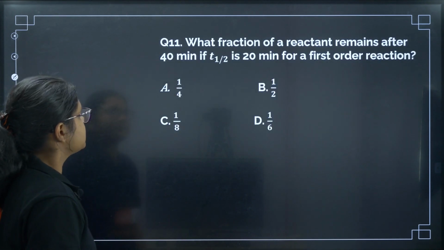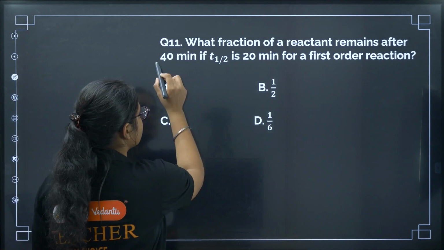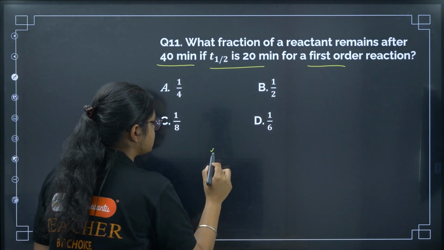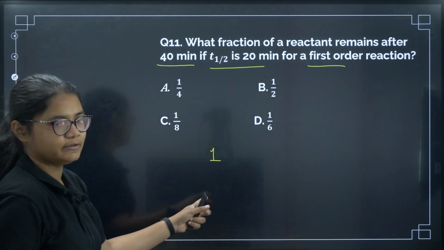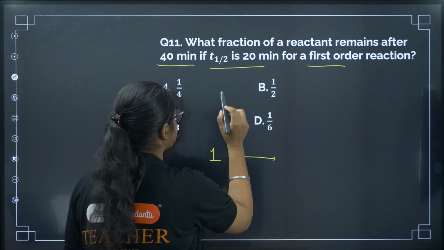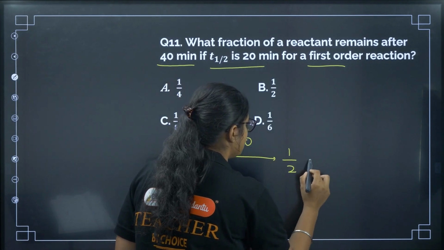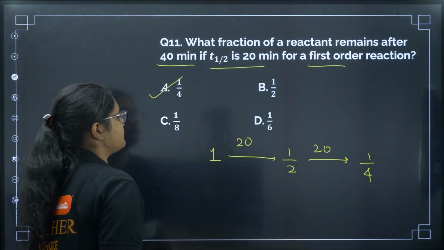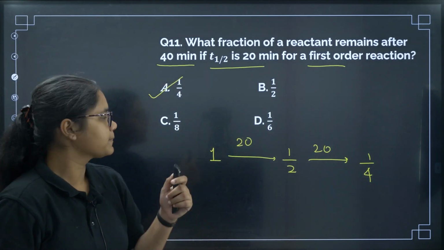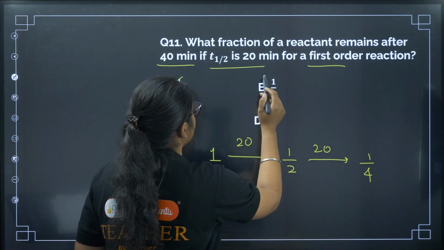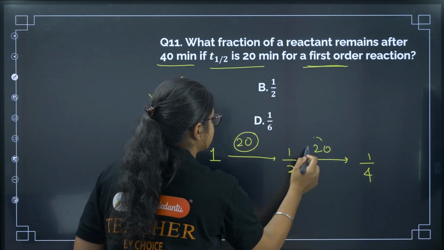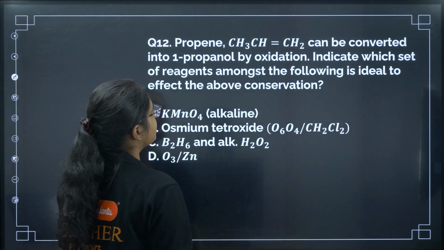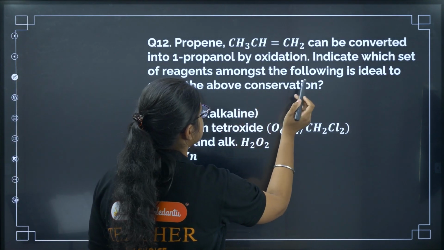Okay. Next question: what fraction of a reactant remains after 40 minutes if t-half is 20 minutes for a first order reaction? Let us start with the fraction 1. If the initial value is 1, then after the first half-life, that is 20 minutes, it will become 1 by 2, and then after another half-life, that is 20 minutes, it will become 1 by 4. So how much will be remaining? 1 by 4. Correct answer is option number A. Since it is already given that it is a first order reaction, the half-life does not depend on the initial concentration.